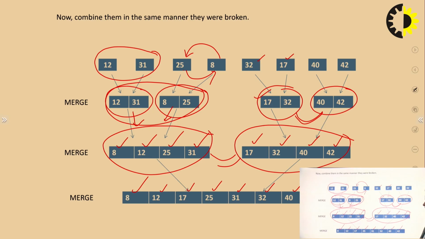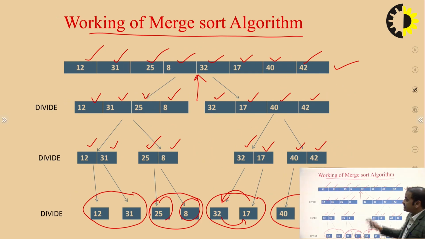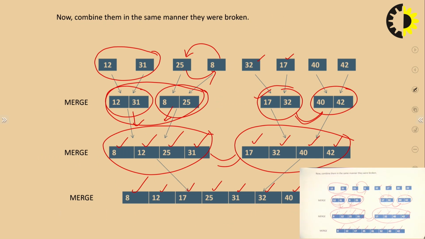In the previous steps, this one is called divide, because we divide the whole array into subparts. Next, we merge the divided arrays into a single array. So this step is called merge.